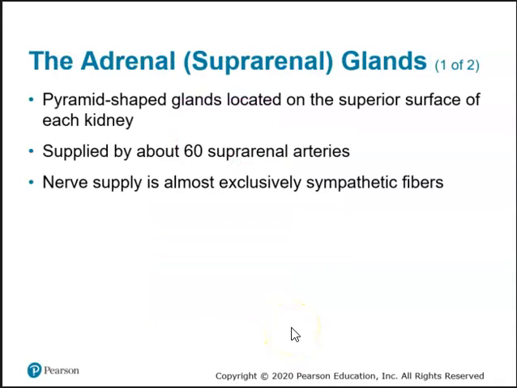The next glands we're going to talk about are the adrenal or suprarenal glands. Suprarenal glands because they kind of sit on top of the superior poles of the kidneys. So the adrenal glands are pyramid-shaped glands located on the superior surface of each kidney. They're supplied by about 60 suprarenal arteries, so really good blood supply. Nerve supply is almost exclusively sympathetic fibers. Again, sympathetic nervous system, important for that fight or flight response.